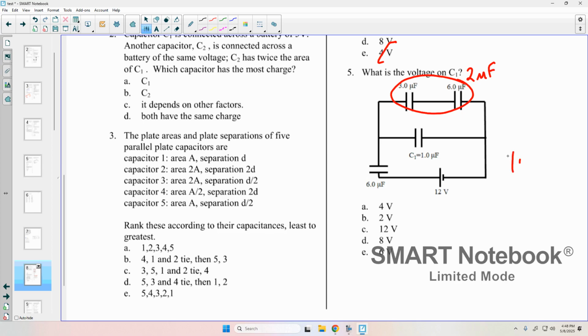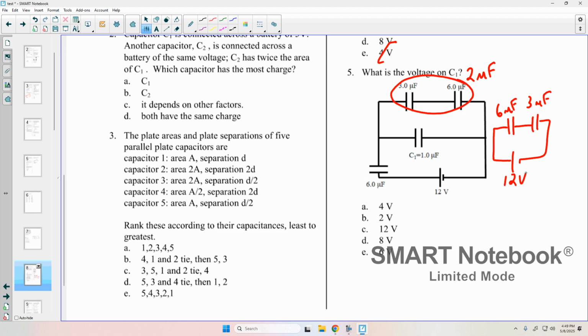I have 12 volts, 6 microfarads, and then 3 microfarads. I'll tell you where that came from in a second. 6 microfarads and 3 microfarads, 12 volts here. That 3 microfarads came about because I have 2 and 1, 2 plus 1 equals 3, so that makes a 3 microfarad capacitor.